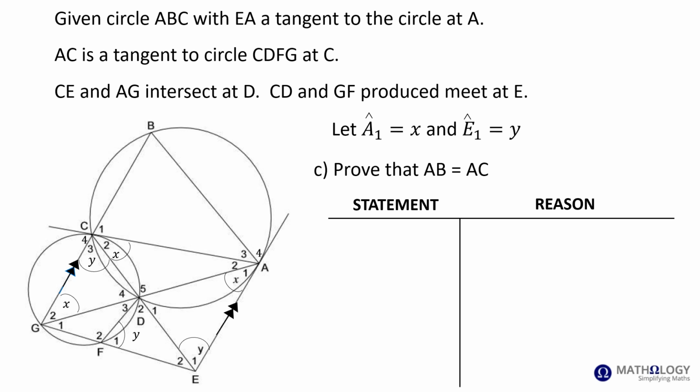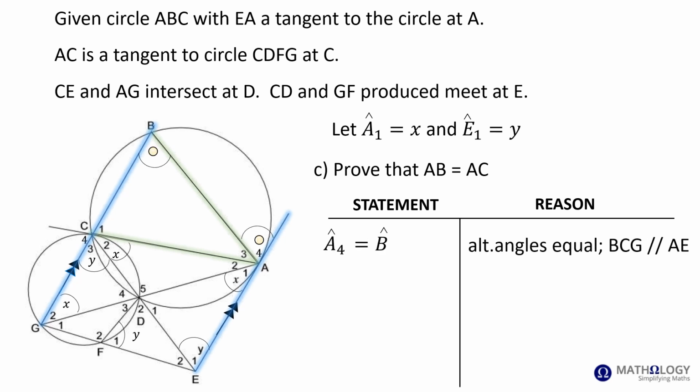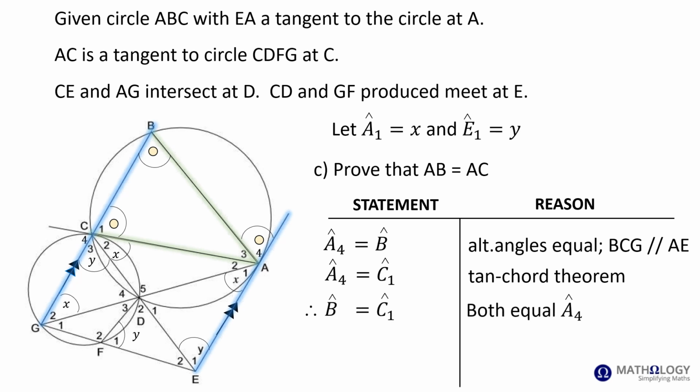Finally, we are required to prove that AB equals AC. To prove this, we will need to prove that angle B equals angle C1. BCG is parallel to AE, so we can state that angle A4 equals angle B, since the alternate angles are equal. A4 equals C1, the reason being the tan chord theorem. We can therefore deduce that angle B equals angle C1, since they both equal angle A4. AB therefore equals AC, because ABC is an isosceles triangle.